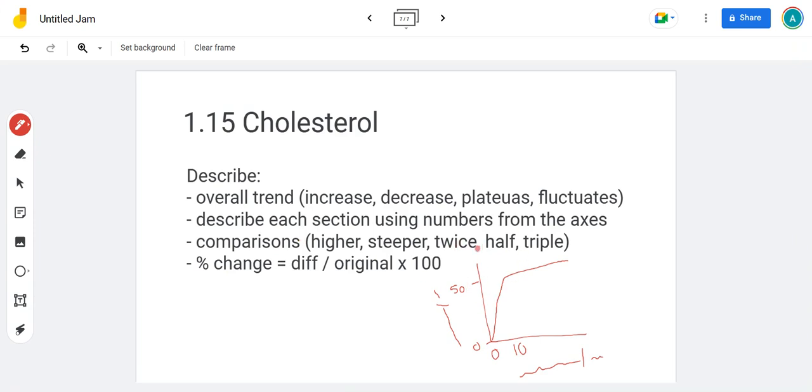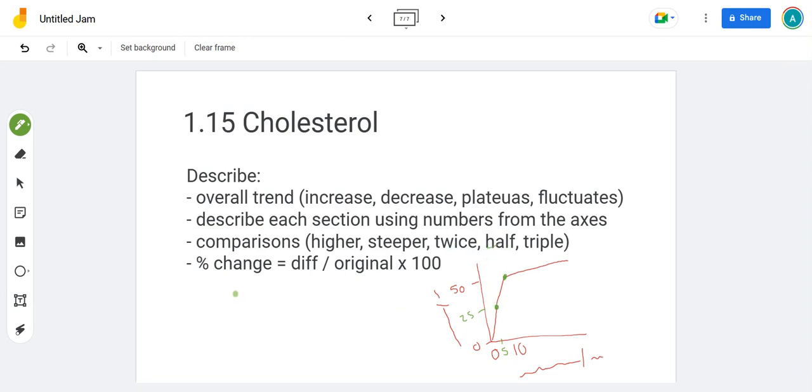Comparisons. So we could do a comparison between time 10 and time 5. If this was perhaps a rate, you could say that the rate at 10 seconds is twice that at 5 seconds, because at 5 seconds it was 25 and at 10 seconds it was 50. So I've used a word to make a comparison here.